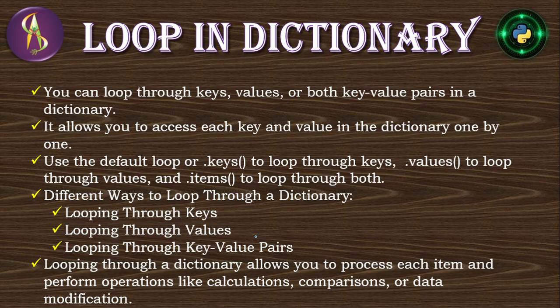Now, what is the first way to loop through a dictionary? It is looping through keys. The simplest way to loop through a dictionary is looping through its keys. By default, when you loop through a dictionary, it iterates over the keys, not the values or both, only the keys. Okay, let's go for practical, for better understanding.